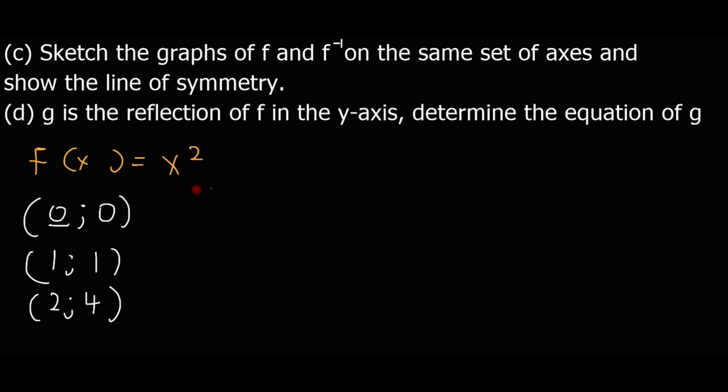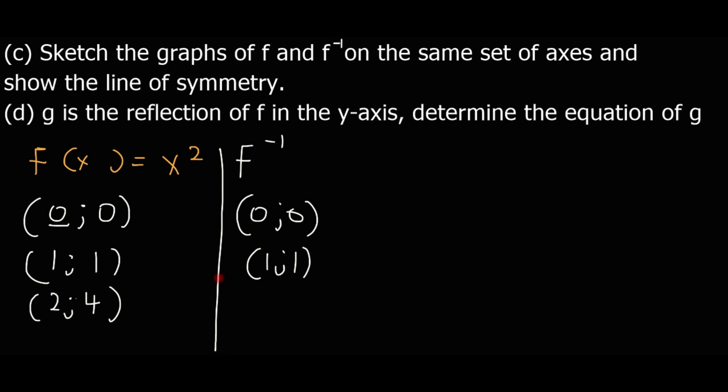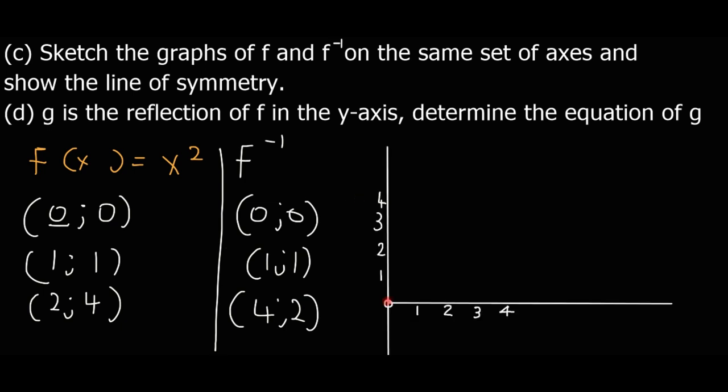But now let's do the inverse. For the inverse, remember that the x and y coordinates interchange. So here for the inverse, the easy way is to swap these points. 0 and 0 stays, 1 and 1 stays the same when swapped, but 2 and 4 becomes 4 and 2. So now let's draw the graph. 0 and 0 is here, and then 1 and 1 is here, and then 2 and 4 is this one. So our graph is in this way, and this is the same one we drew, if you remember. And now let's draw the inverse.